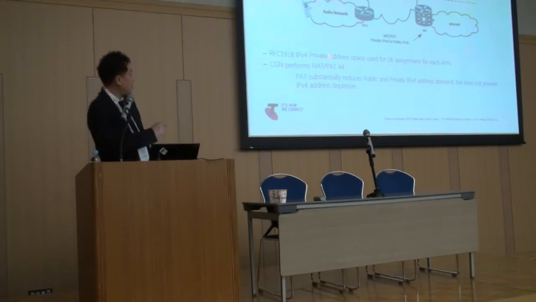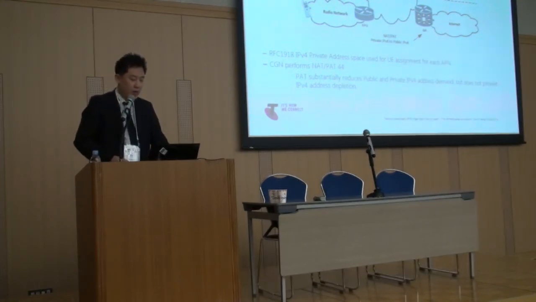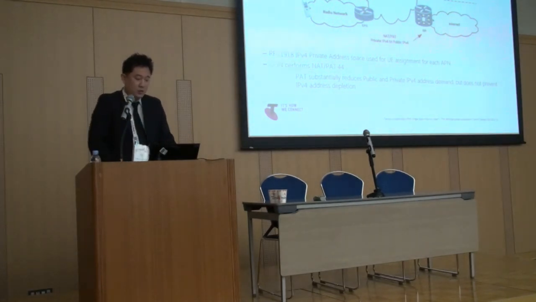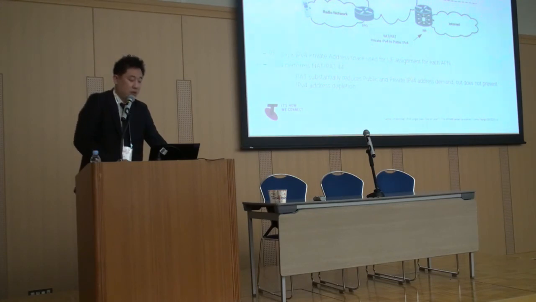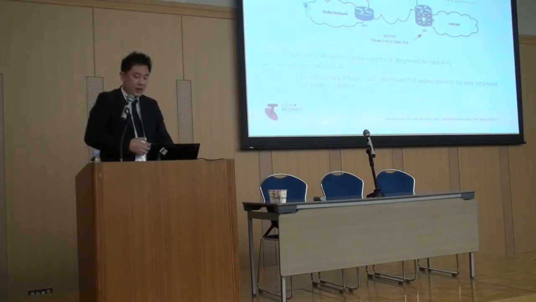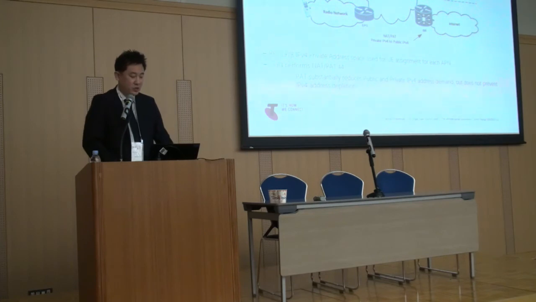Down the bottom, they're just explaining that we're using private IPv4 addresses in this example. We're using that space to assign those private addresses to the UEs. And the CGN performs NAT 4.4 and PAT 4.4, as we just discussed.